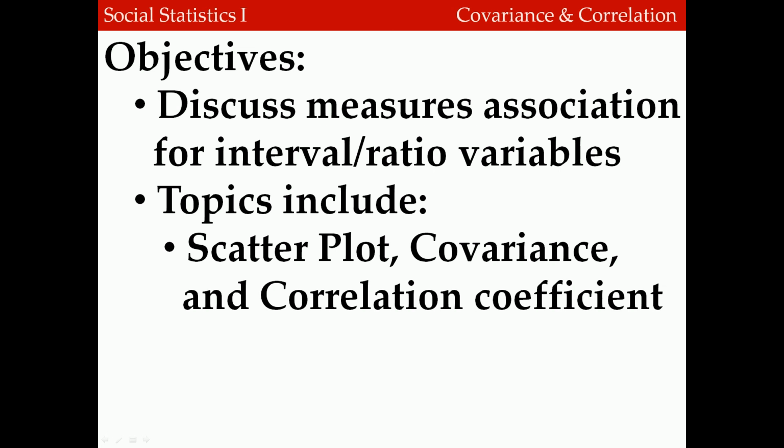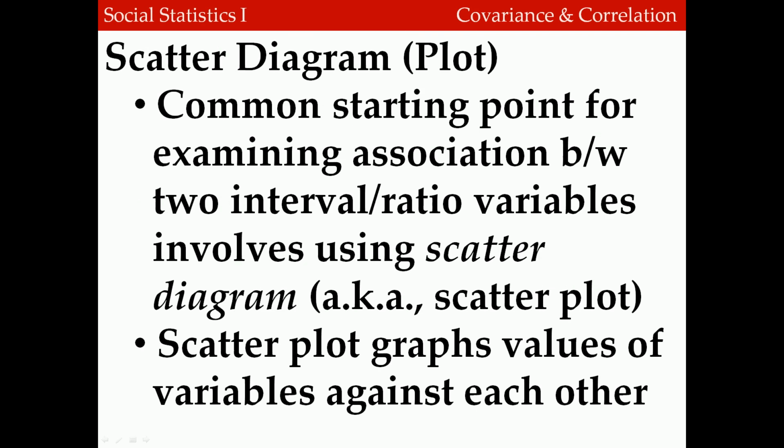This lecture deals with measures of association for interval ratio variables. Topics include scatter plots, covariance, and the coefficient of correlation. A common starting point in examining the association between two interval ratio variables involves using something called a scatter diagram, also known as a scatter plot.